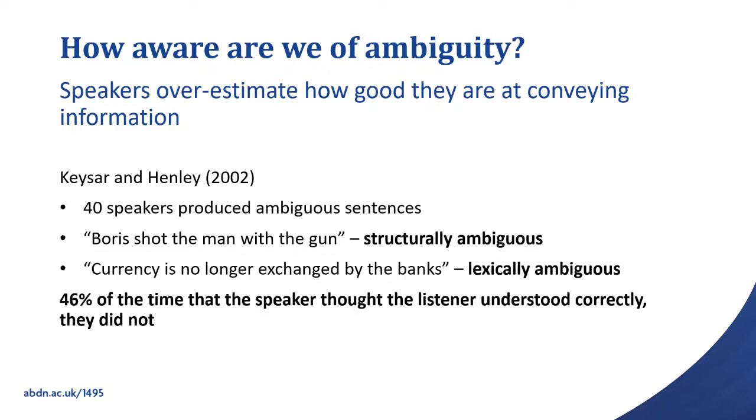Now, what Keysar and Henley found was that when people produce these kinds of sentences, 46% of the time, so we're talking about nearly half of the time, that people thought the listener had understood them correctly, they actually hadn't. That's quite a scary statistic to me. So what they're finding is when we produce ambiguous language, about half of the time that we think the person has understood what we've said, they haven't. Okay, so that's a worry, right?